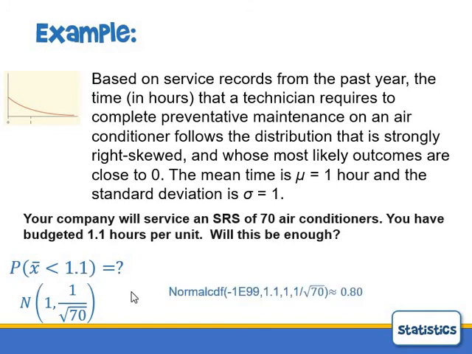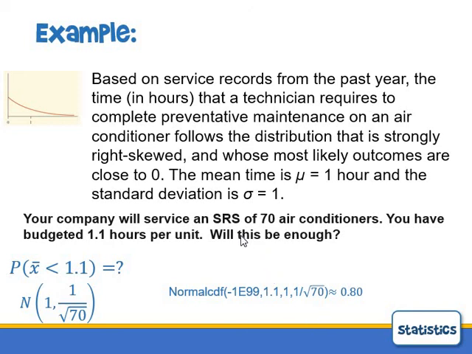I can use normal CDF. We're doing less than, so if we shaded the picture, we'd be doing the area to the left. So we want to go from negative infinity up to 1.1. So we do normal CDF. Negative 1e99 was our way of doing a very large negative number to be as close as we can on our calculator to negative infinity. We have an upper bound of 1.1, a mean of 1, and for sigma, I just let the calculator compute it. I type in 1 divided by square root of 70, since it's sigma over square root of n, where sigma is 1 and n is 70. And you do that, you get approximately 0.8.